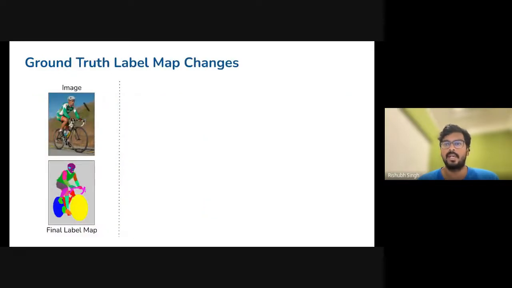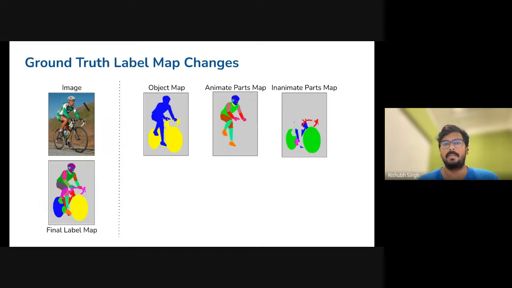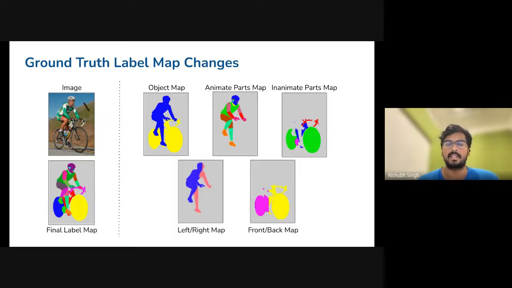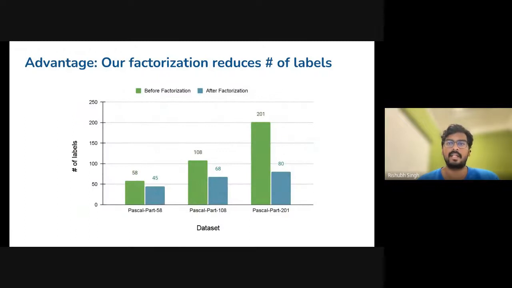In contrast to monolithic label maps found in existing approaches, we introduce factorized label maps as intermediate outputs within our framework. These consist of the object map, the part level animate and inanimate maps, and the spatial left, right, and front back maps as shown. This factorization reduces the number of labels across the dataset variants by up to 60%.